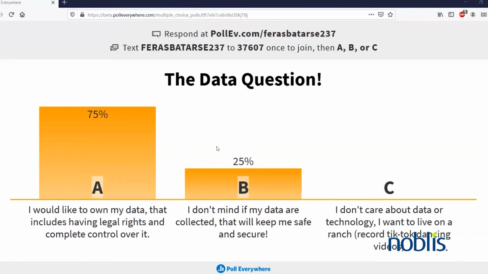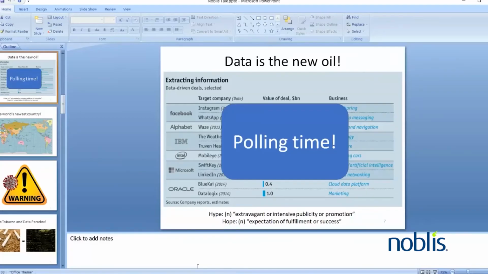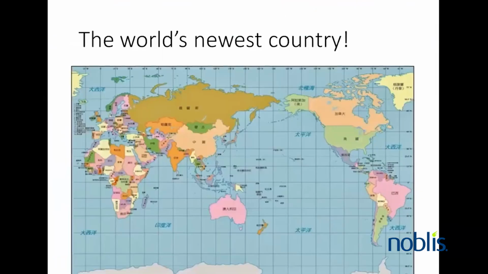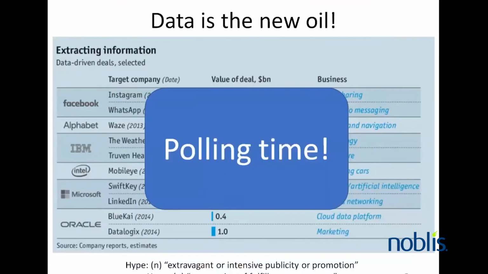All right, beautiful. So I will go to the slide. We have 76% for A and 24% for B. Let me go back to my slides. Can you see my screen?